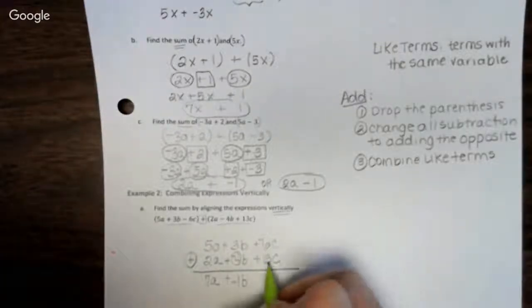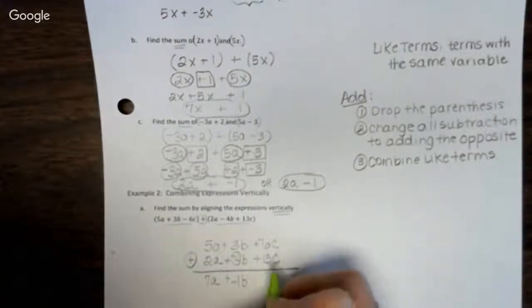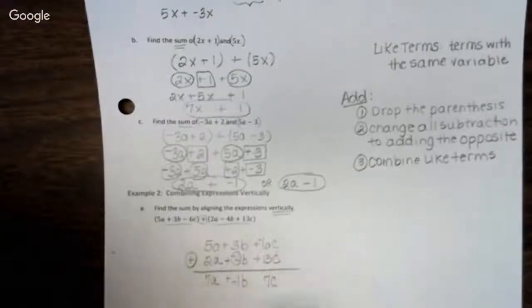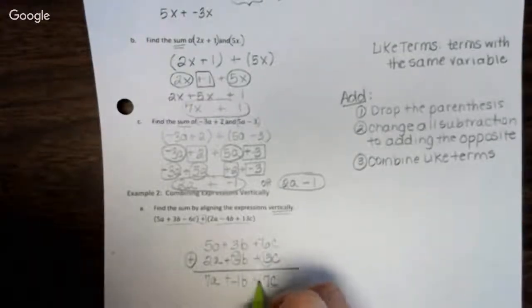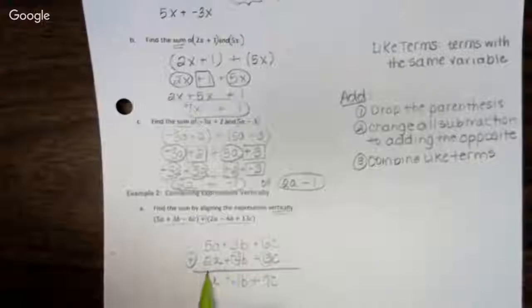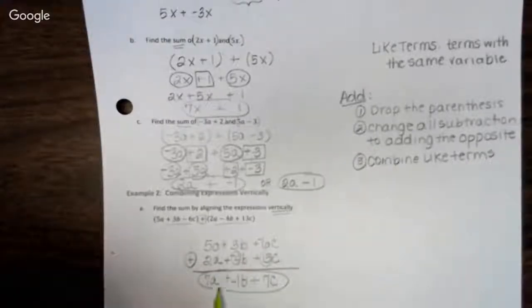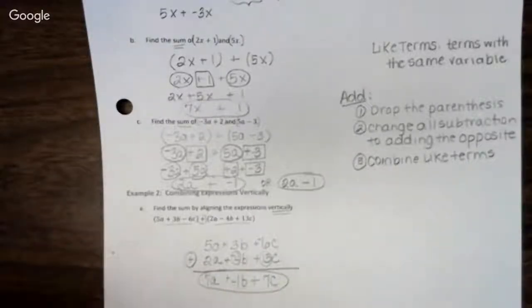Same thing here, negative 6 plus 13, opposite signs subtract. So I get 7c. 13 is bigger, 13 is positive. So right here is my answer. I can't go any further because I have A, B, C, and none of them are like terms.